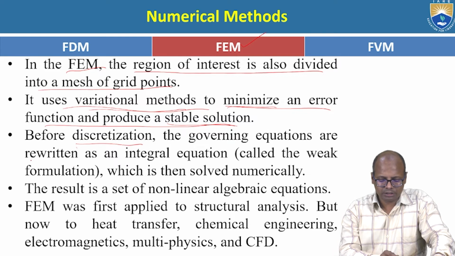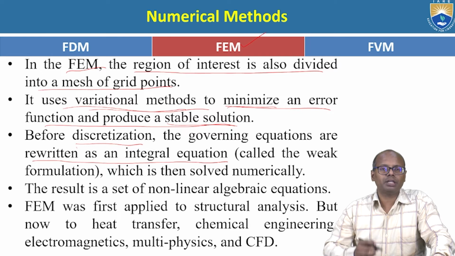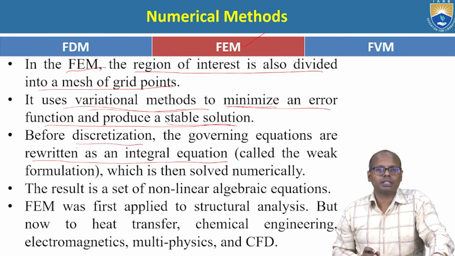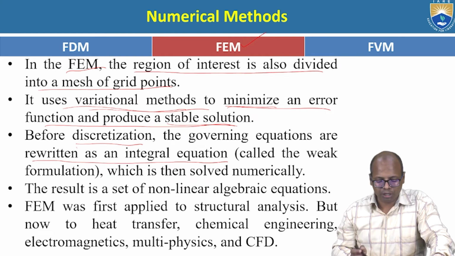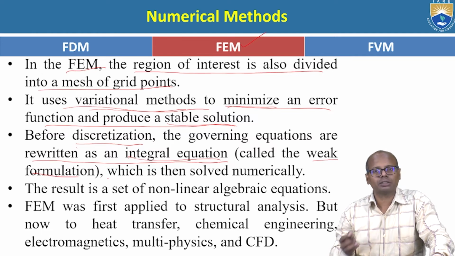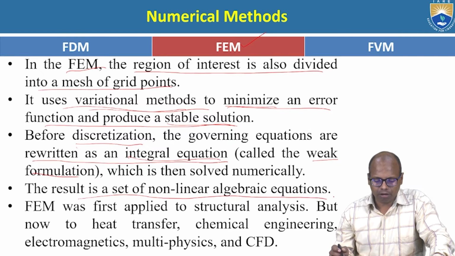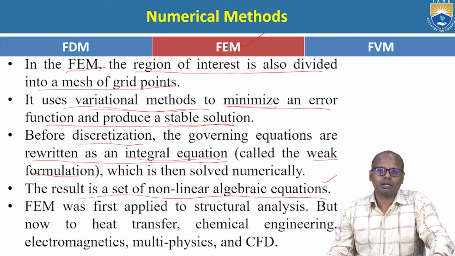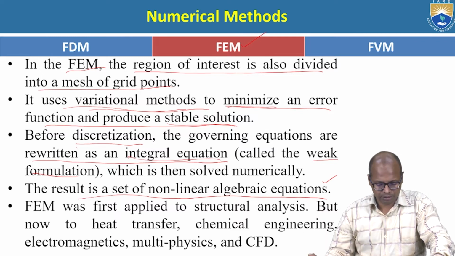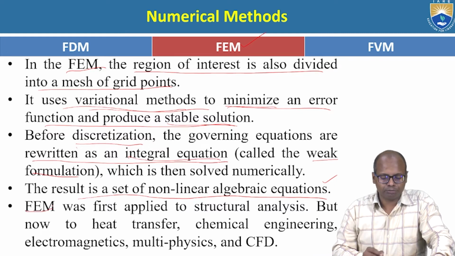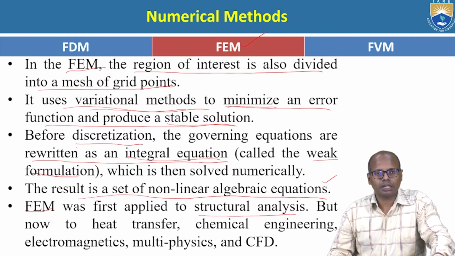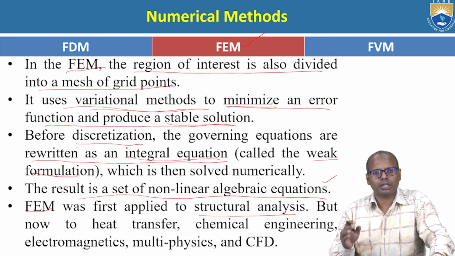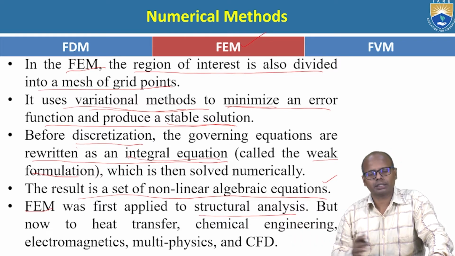Before discretization, the governing equations are rewritten in integral form. In FDM, we directly take the partial differential equations and apply the finite difference approximations. But in the case of FEM, we convert them into integral form, also called weak forms, and then we solve. That is one more difference between FEM and FDM. The result is non-linear algebraic equations. In FDM, we will get linear algebraic equations. If we see history, FEM was applied to structural analysis only. They started applying FEM for aircraft structures, and then it was extended to many areas.